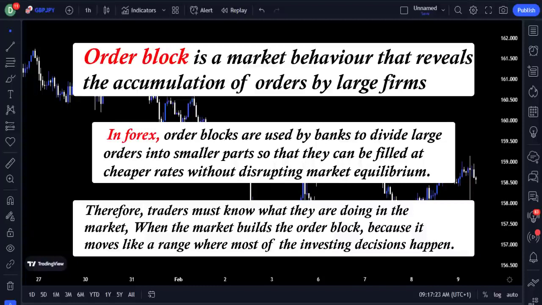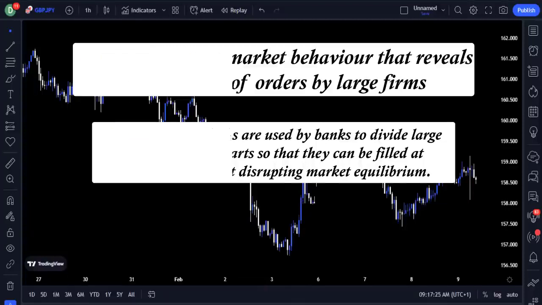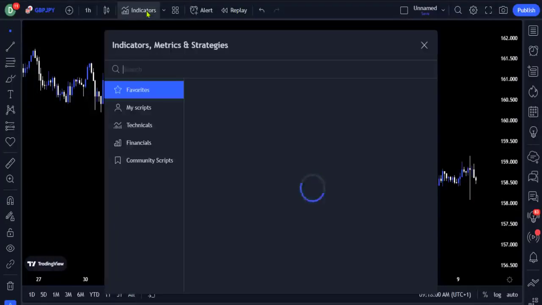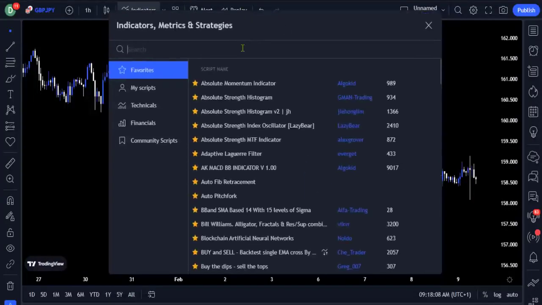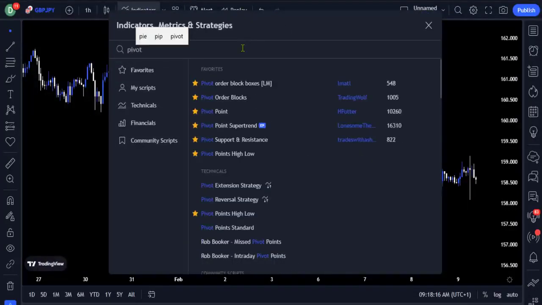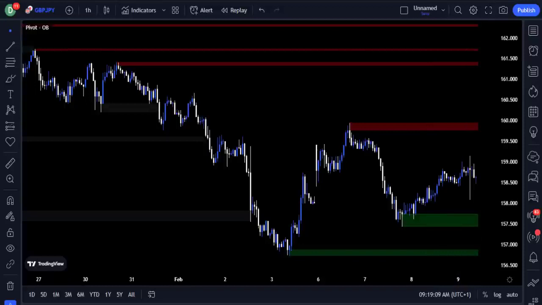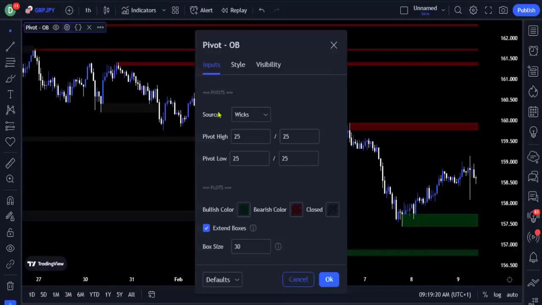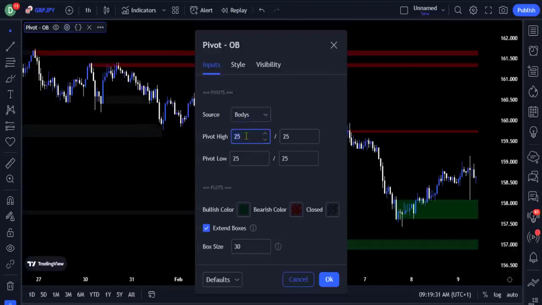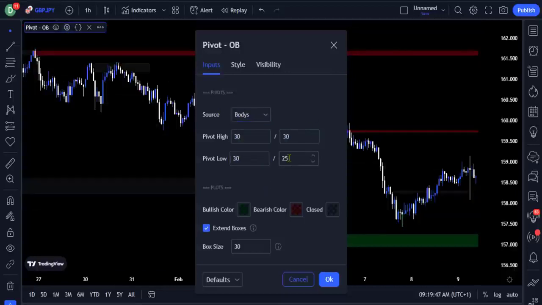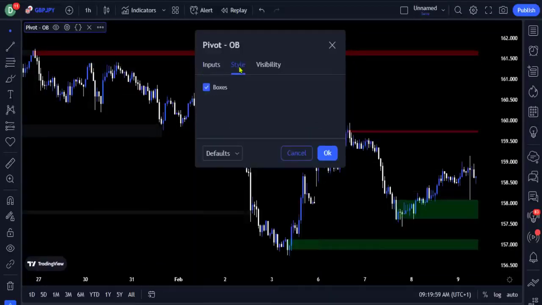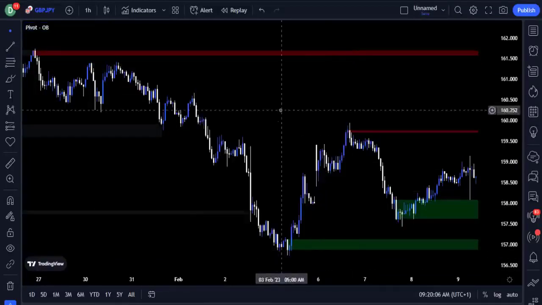So let's start by adding our first indicator. To do this, you are going to click on the Indicators tab at the top left of the screen and type in Pivot Order Blocks Indicator. You can see this indicator that was created by the Trading Wolf, so click on it. Now that we have added the first indicator to our chart, let's take a fast look at its settings and make some adjustments. Here in the input section, you are going to change the wicks to body and then adjust the box sizes to 30. The style section has no significant settings to change, and then click on the OK button.